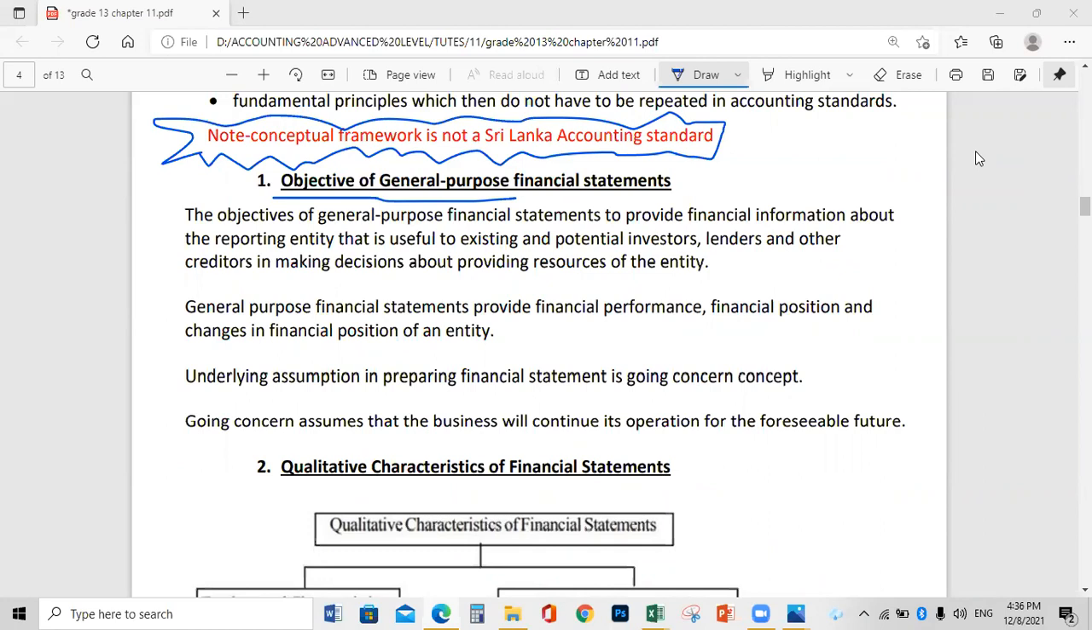Okay. So guys, now the first element we are going to study is the objective of general purpose. What is the objective? So they can ask you this, guys. So you need to know.